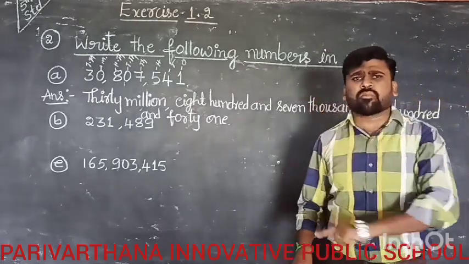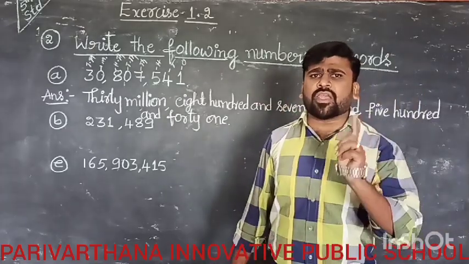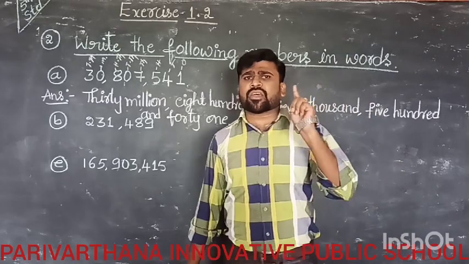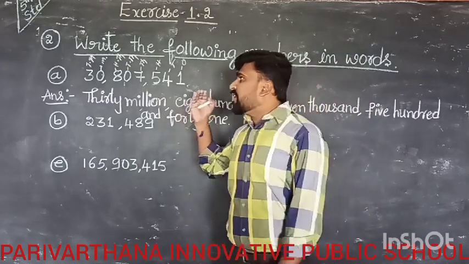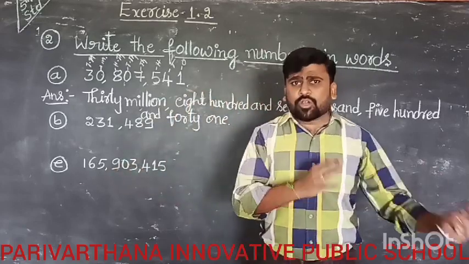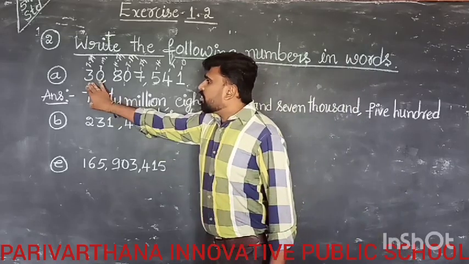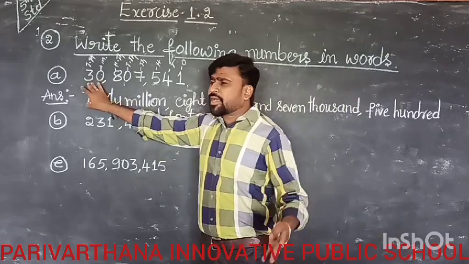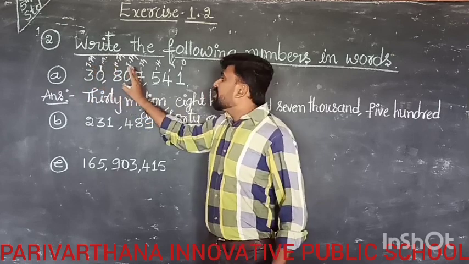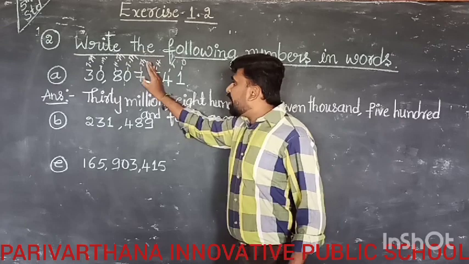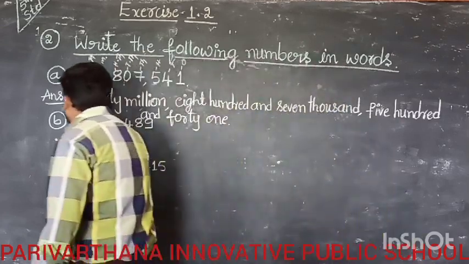One thing you have to remember while reading the Indian or international system: the 100 place we have to read separately. But in the Indian system, the 100 place comes only once, while in the international system, each group has a 100 place. That's why the first group has no 100 place, so 30 million, then 807,000, then 541. Clear? We come to the second problem B.